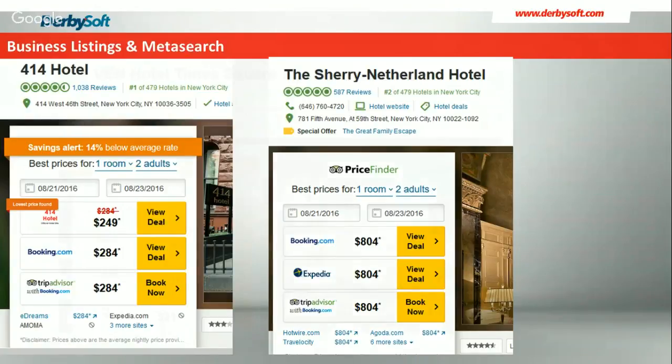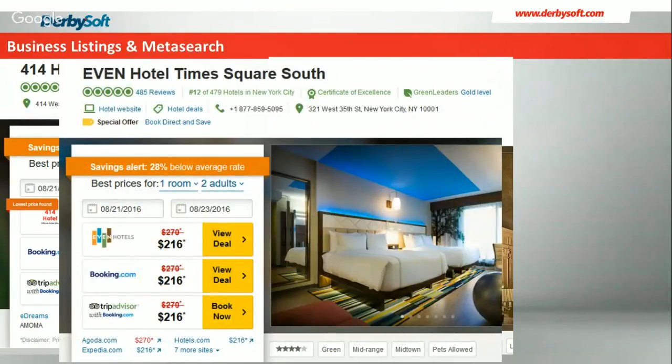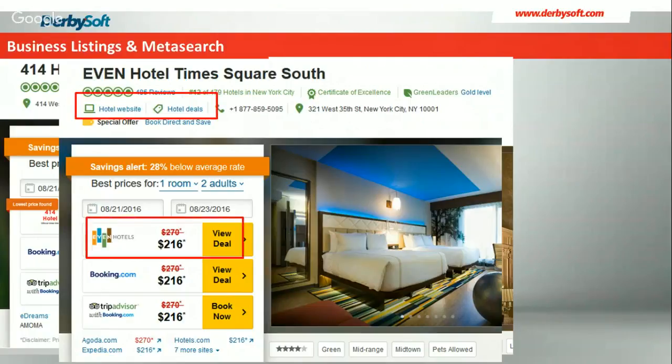So let's take a look at something that kind of brings in the best of both worlds. Here is the Even Hotel Times Square. In this example, they have their hotel website listed, they have the hotel deals link, and they also appear down below as part of the Metasearch point of sale. So they're getting the opportunity now to occupy the key points of sale with their brand direct links in several different places. So it's all about driving that business to the hotel direct. You see that in the square up there, and of course down below here.